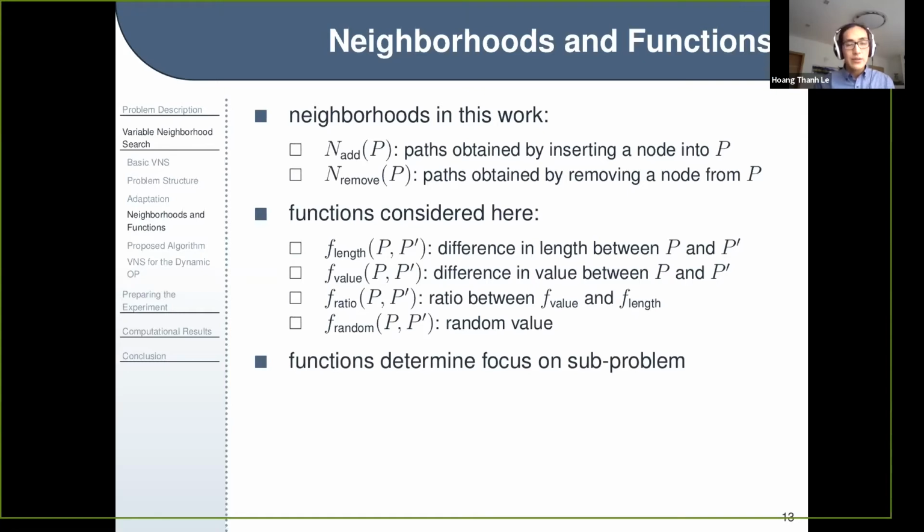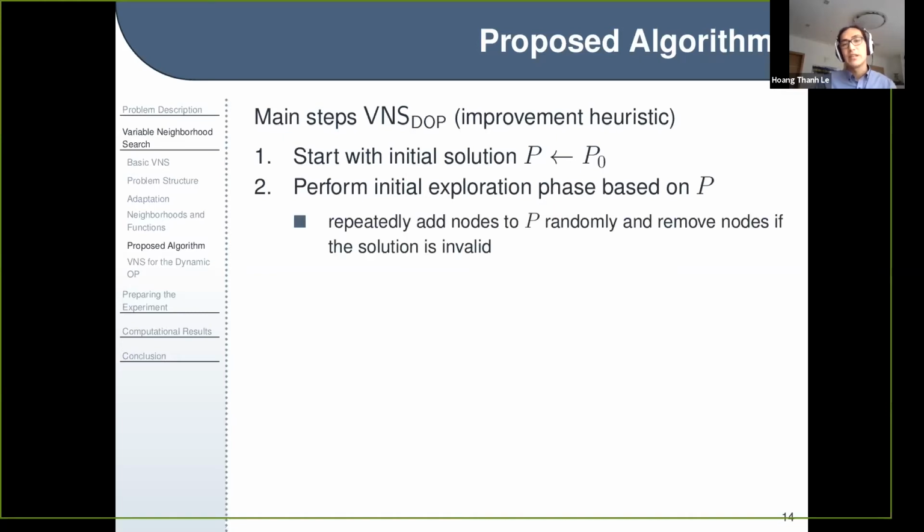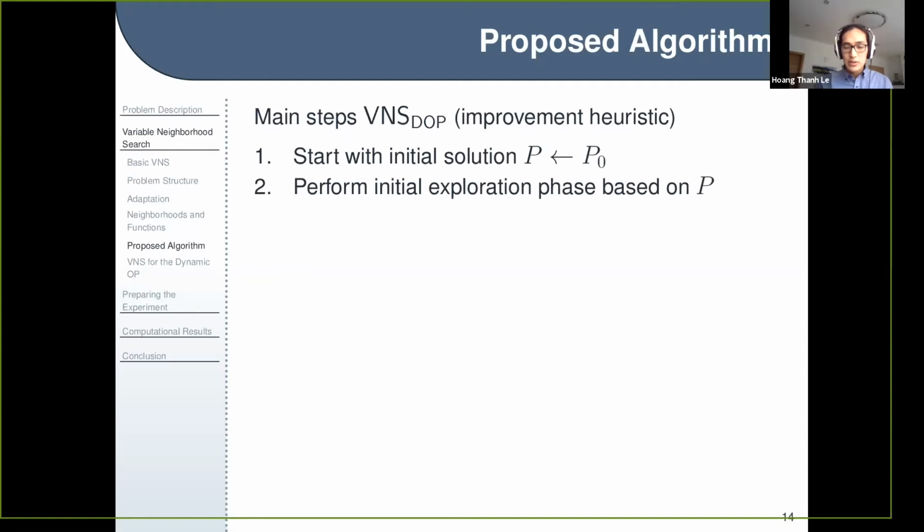Okay, after showing the neighborhoods and the functions, I would like to give you an outline of the proposed algorithm, which is named VNSDOP. It is an improvement heuristic, which means that it starts with a given initial solution. The next step is to perform a short initial exploration phase based on this solution. There we repeatedly add nodes to this path in a random manner and remove them if the solution is invalid. After this short initial exploration phase, we select two functions randomly from the four aforementioned functions.